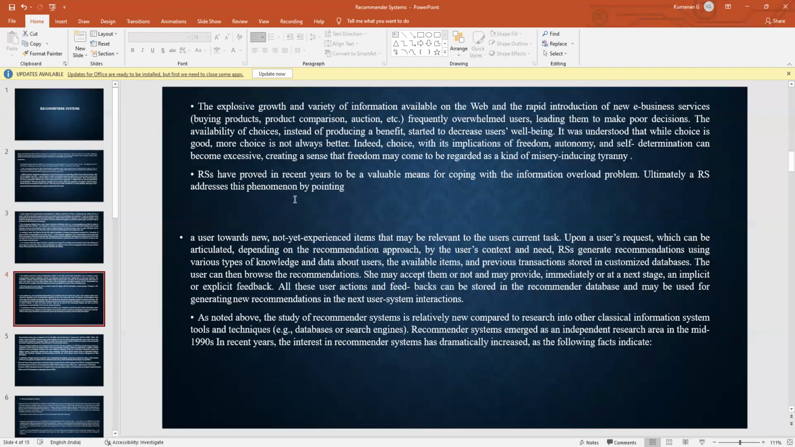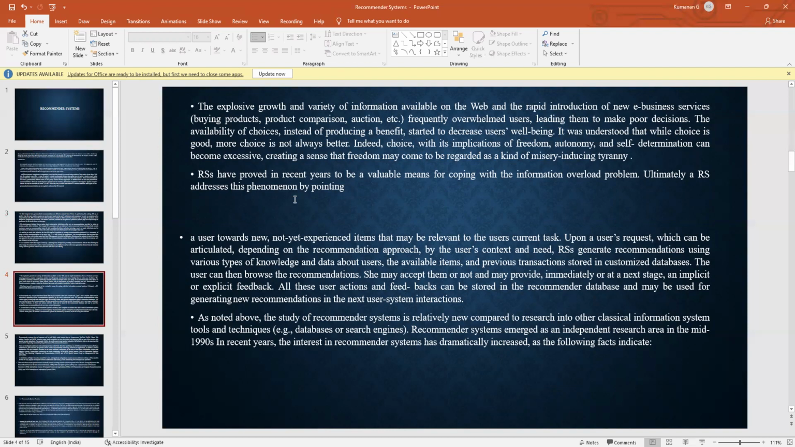Yes. The explosive growth and variety of information available on the web and the rapid introduction of new e-business services frequently overwhelmed users, leading them to make poor decisions. The availability of choices, instead of producing a benefit, started to decrease users' well-being. It was understood that while choice is good, more choice is not always better.